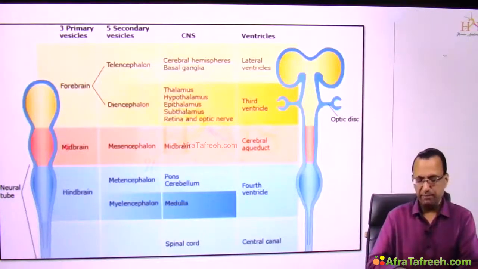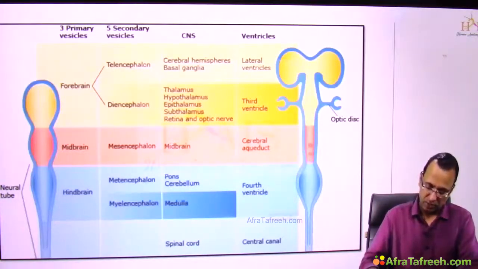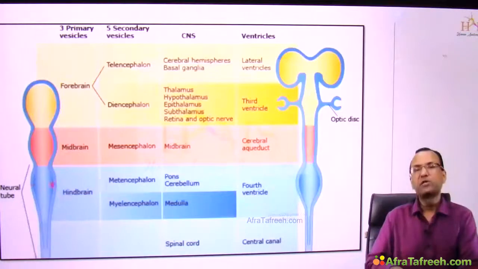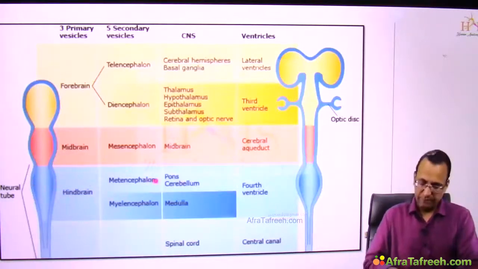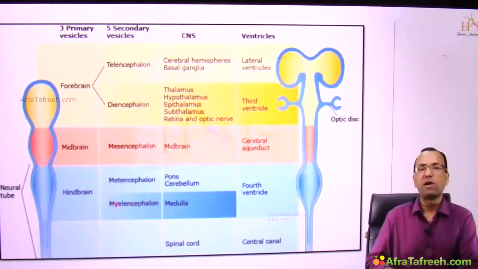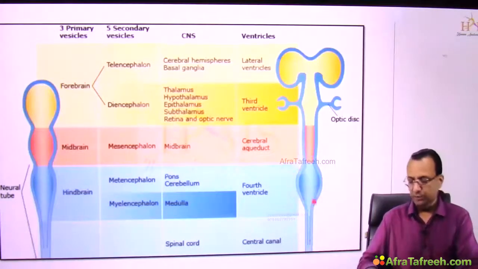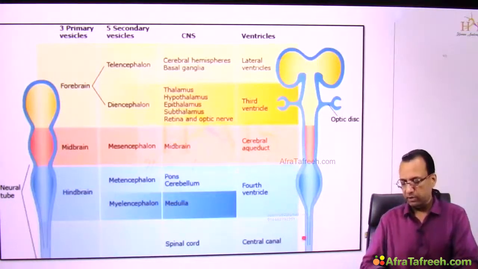What about the midbrain? Midbrain is not dividing any further. It is mesencephalon. It is having the cerebral aqueduct of Sylvius. And what about the hindbrain? Hindbrain is two components. There is the metencephalon, which is pontocerebellum, and there is the myelencephalon, which is the medulla oblongata, and they have the fourth ventricle, which is a diamond-shaped, rhomboid-shaped ventricle. And what is the ventricle of the spinal cord? Ventricle of the spinal cord is the central canal.